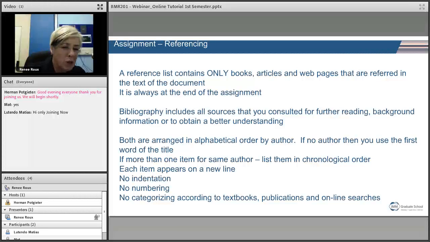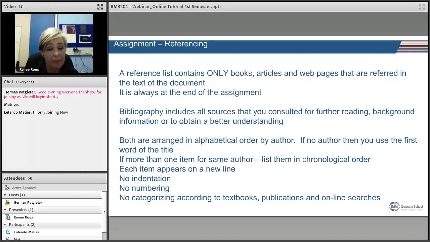Maybe you just wanted to read up on a topic, like maybe you want to get ideas on how to do a consent form. So you search for templates for consent form, you read up on ideas for a consent form. So those sources you then include in your bibliography.